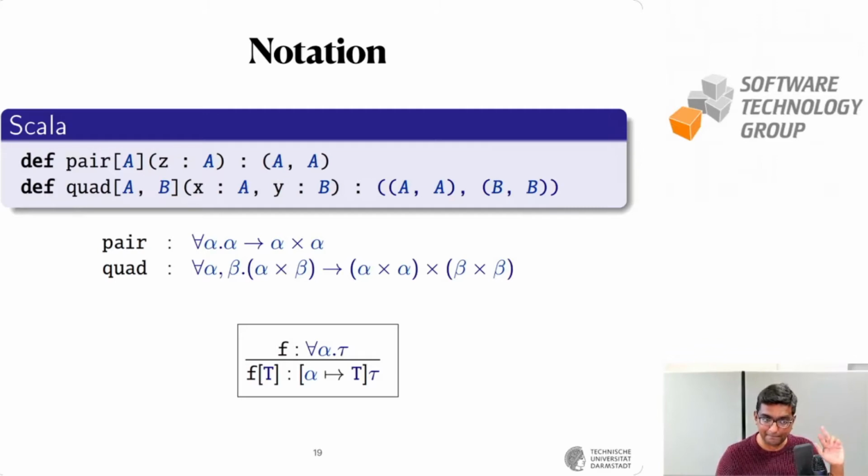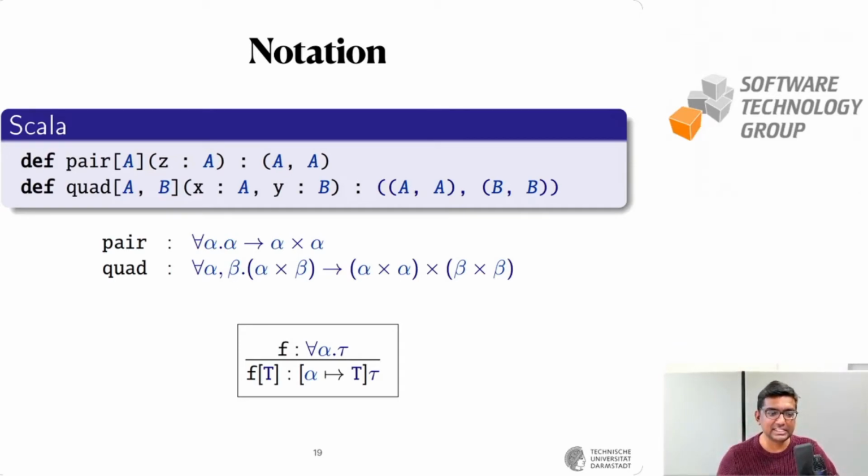Essentially the type of pair is for all alpha, right? For any alpha, it could be integers, strings, I don't know, student type, whatever, right? It could be any type. For any alpha, the type of pair is alpha arrow alpha cross alpha. The type of quad is for all alpha comma beta, alpha cross beta arrow alpha cross alpha cross beta cross beta, right?